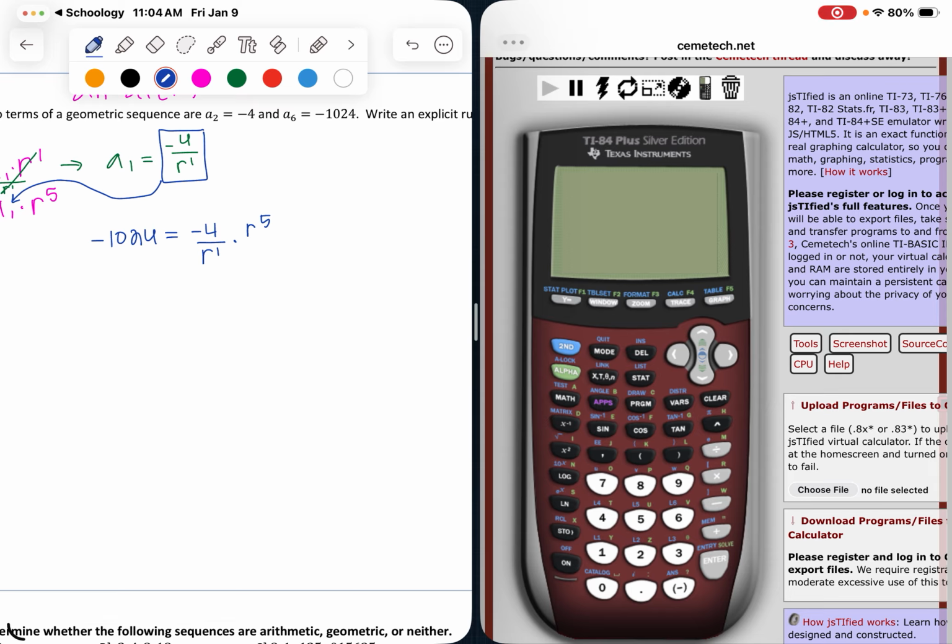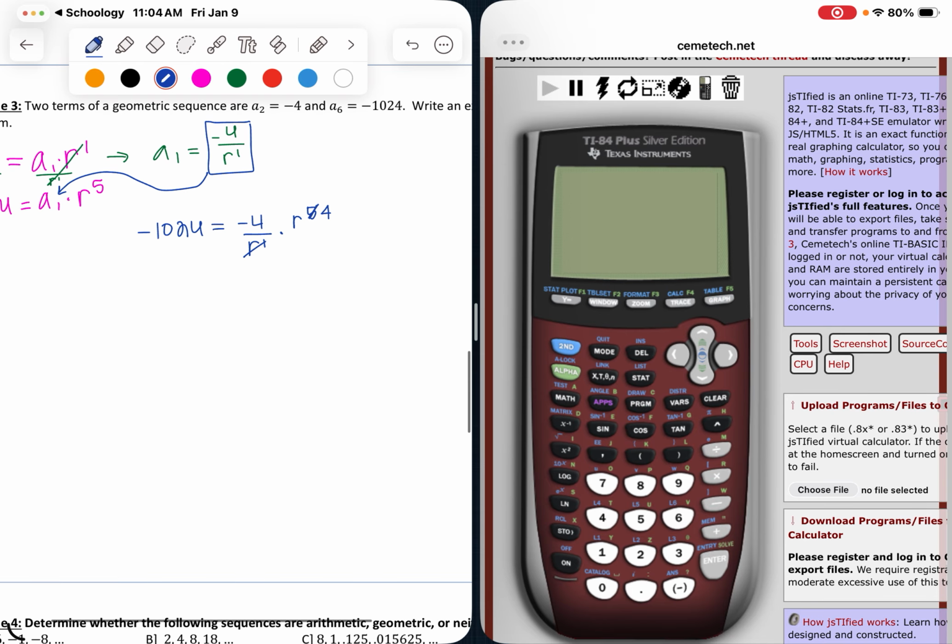Now you're going to simplify this equation. There's an r to the first power in the denominator, which cancels with one of the r's in the numerator, so you have r to the fourth left. So now you have negative 1024 is equal to negative 4 times r to the fourth power. Now I want to get rid of that coefficient of negative 4, so I'm going to divide both sides by negative 4. So I have 1024 divided by negative 4. You can use your calculator or mental math, so that's 512, 256 is equal to r to the fourth power.